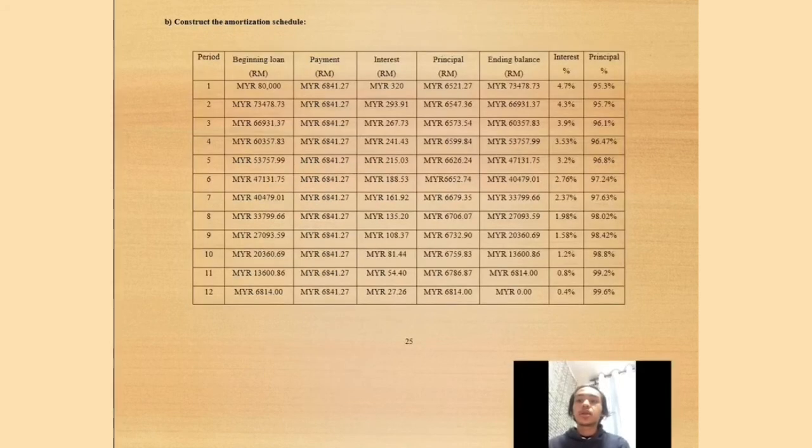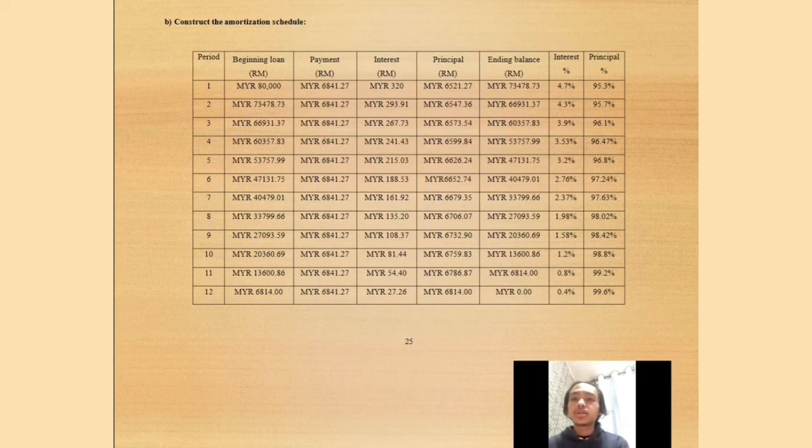So next, we need to construct the amortization schedule after all of the calculation, and the details included in this table are the period, which is 12 months, the beginning loan, payment, interest, principal, ending balance, interest percentage, and principal percentage. All of these details and numbers are obtained after all the calculation. As known, the period is 12 months, and the beginning loan for the first month is 80,000, which is the amount borrowed from Bank ABC. And as shown, the interest percentage gets less each month and the principal percentage gets higher each month.